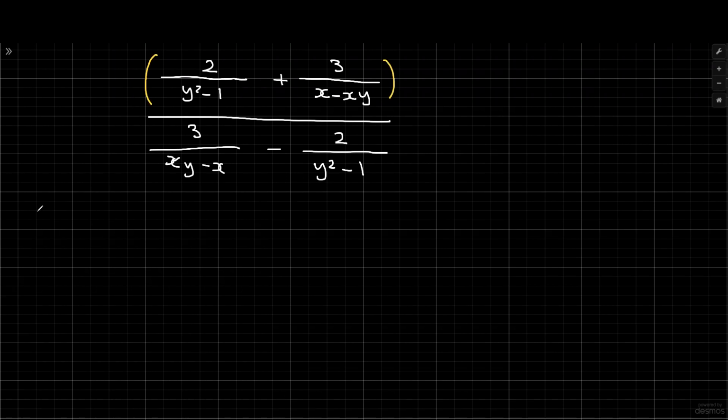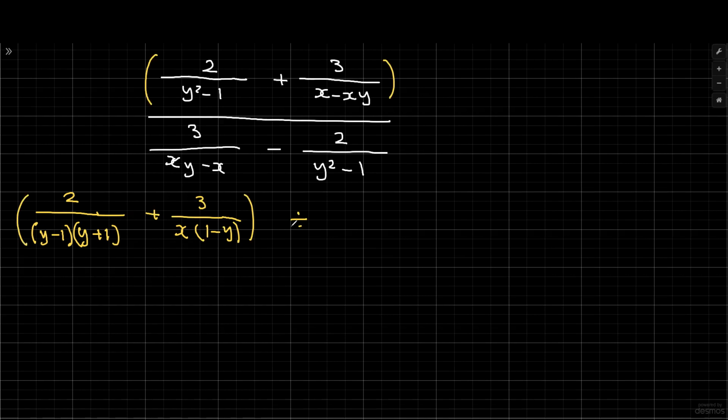So the first thing you want to do is factor the y squared minus 1 into y minus 1, y plus 1. And that is your difference of squares. Plus, you can factor out the greatest common factor, x, and then you get 1 minus y. And it's divided by, now you're dividing by this, because this right here is the main fraction, and this means division.